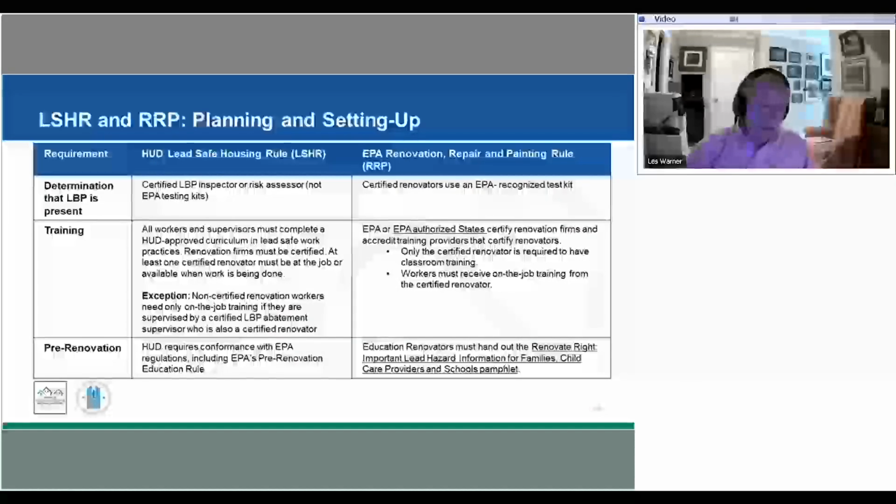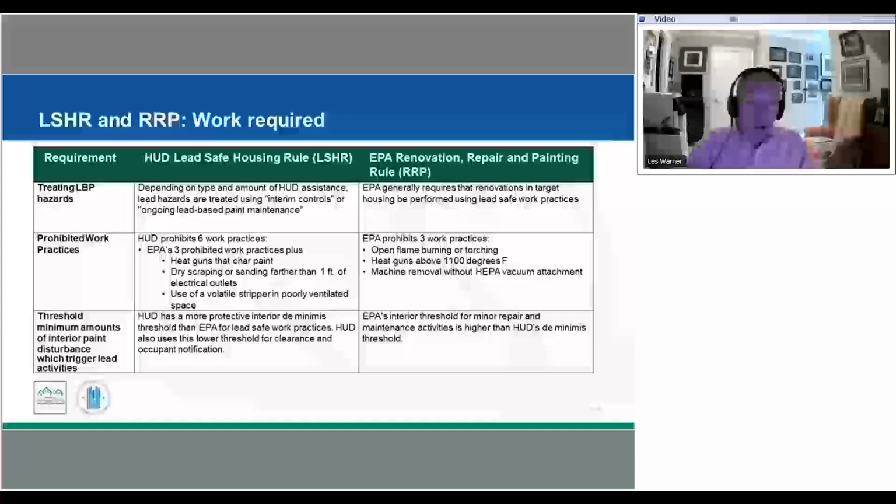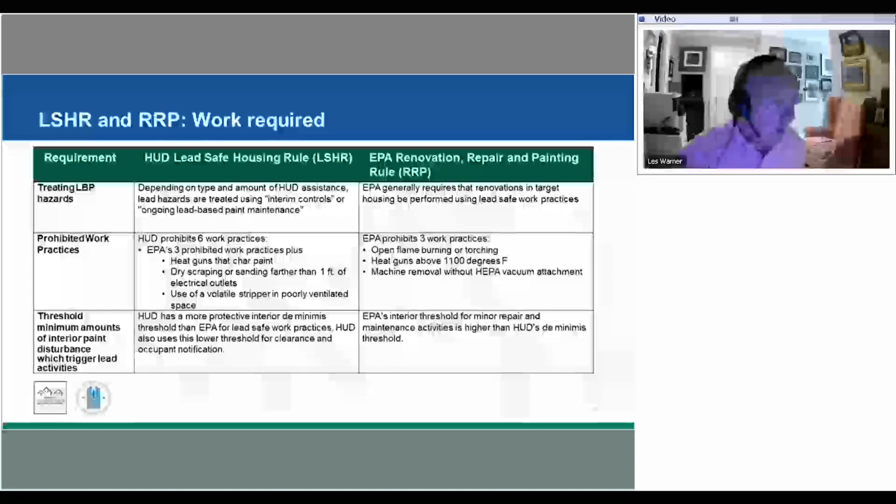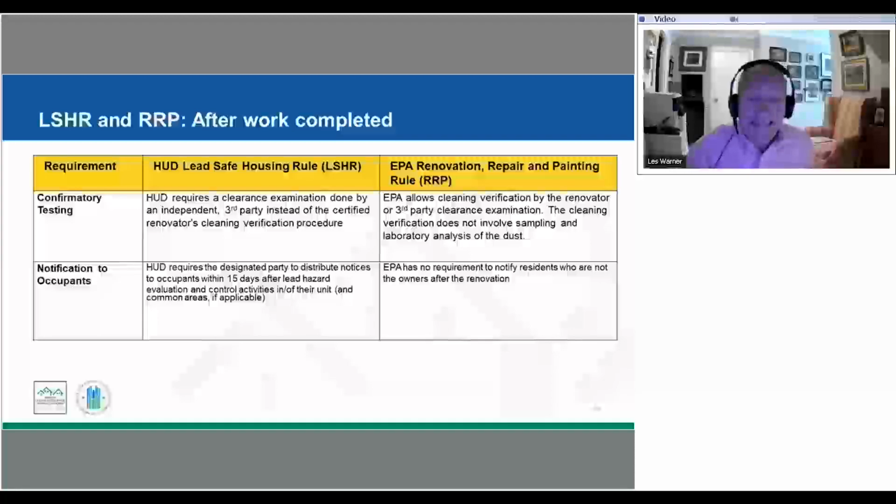We mentioned in terms of prohibited work practices that we have 3 additional work practices that are not part of the RRP rule. We have more specific requirements about clearance on this. And so both are going to apply, but we need to know the differences and follow the more restrictive of the two.